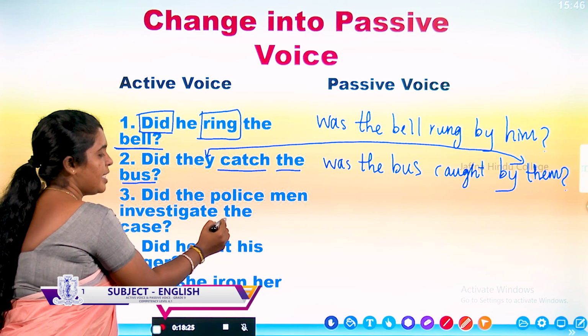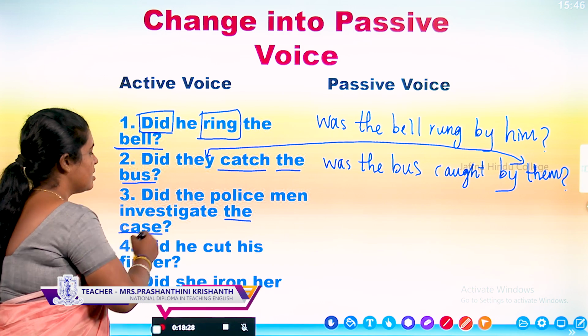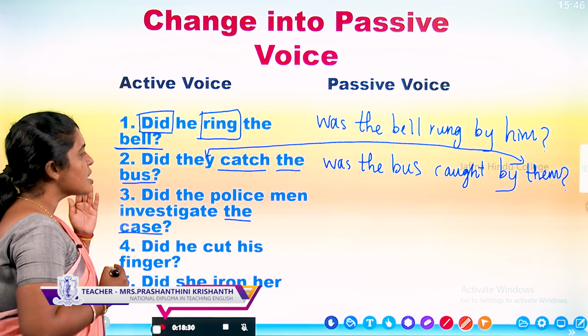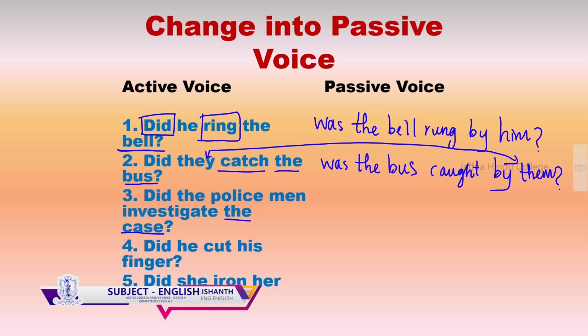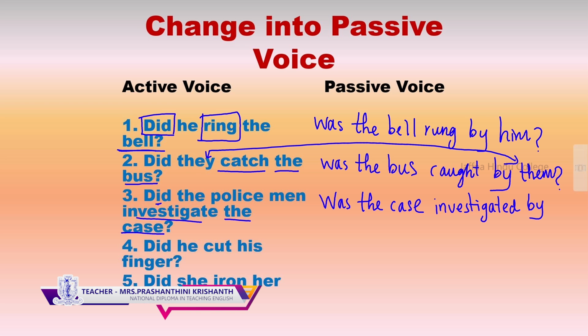Number 3. Did the policeman investigate the case? So, here in this sentence, the object is the case. Okay? So, was or were? Was the case. What is the verb here? Investigate. So, you have to choose the past participle form. Was the case investigated by, who is the doer?